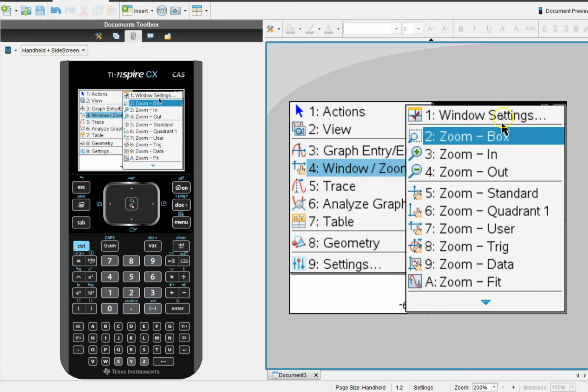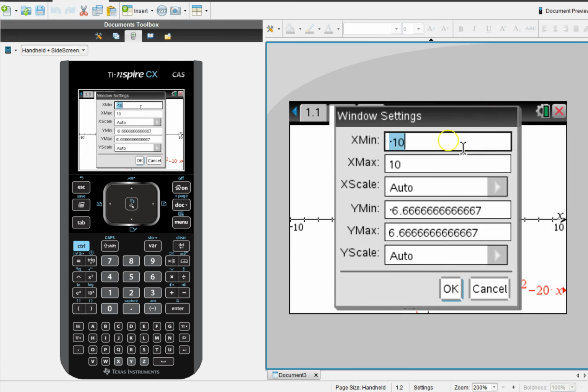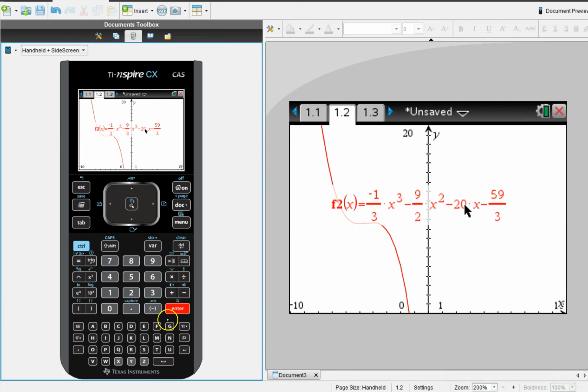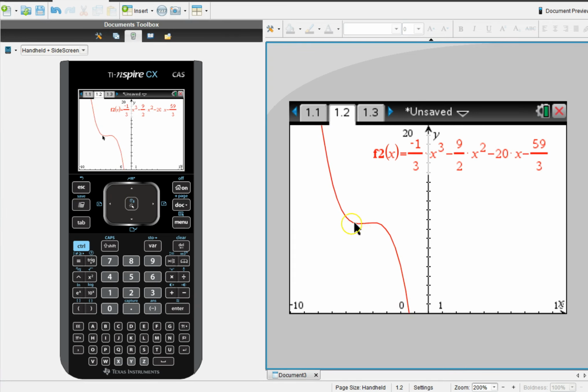zoom, I'm going to choose the window settings this time. Negative 10 to 10 is fine on the X. The Ys on the one that they had went from 0 to 20. Now this should match closer to the picture that we see. I can see a little bit of a blip down, but I want to zoom in to really see that curve there.